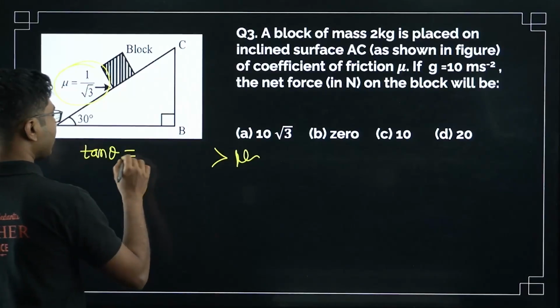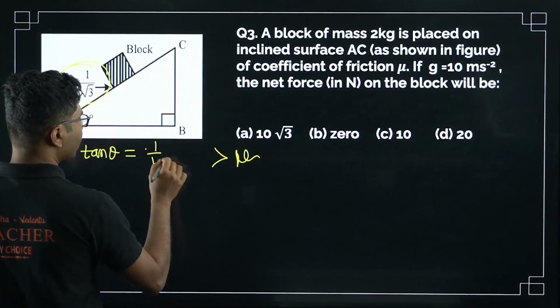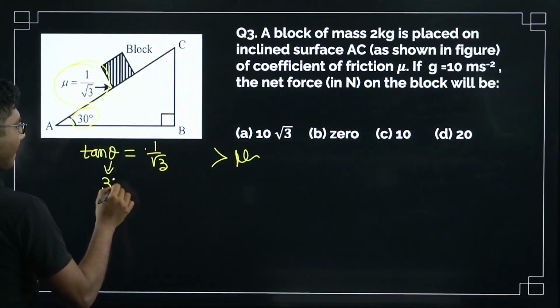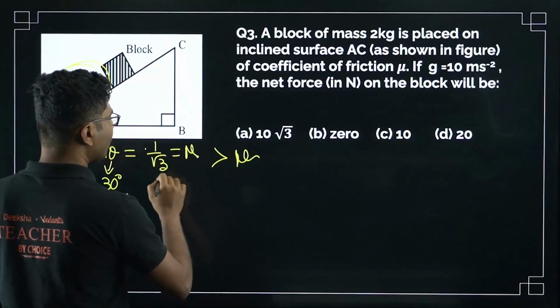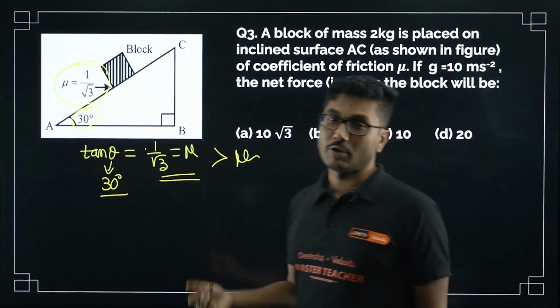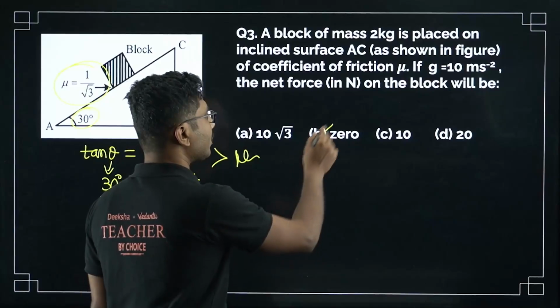Why is it important? tan 30 is 1 upon root 3, right? Here theta is 30 degrees. So that means tan theta is equal to mu. Equal to mu means it is at the angle of repose. Angle of repose means the object will not move. Object will not move means net force on the object is 0.